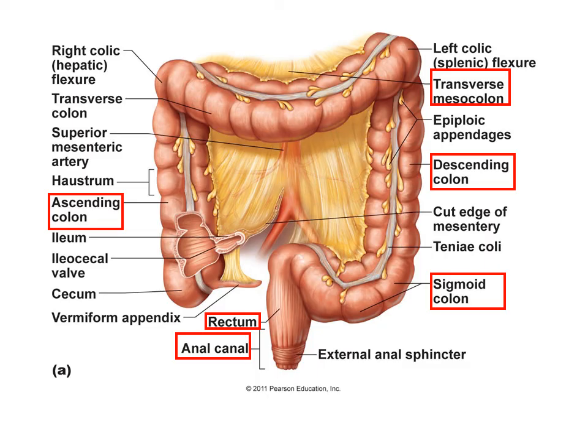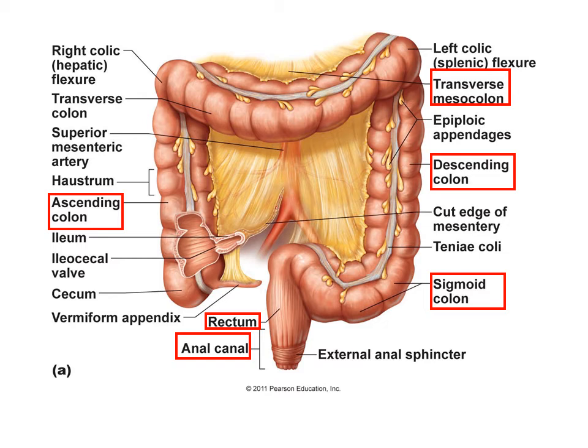From the small intestines, the food is going to go through the ileocecal valve into the cecum. From that, the food's going to be moved up the ascending colon. It's going to go around that curve that's called the right colic flexure, sometimes called the hepatic flexure. Then it moves across the transverse colon to the left colic flexure or splenic flexure.